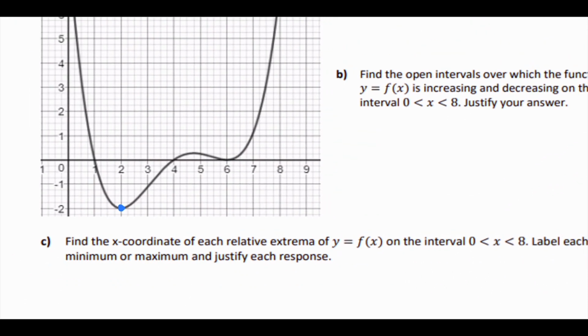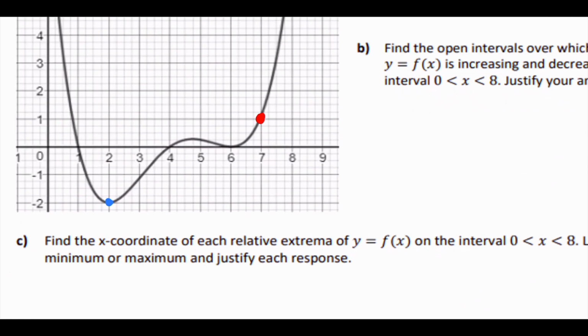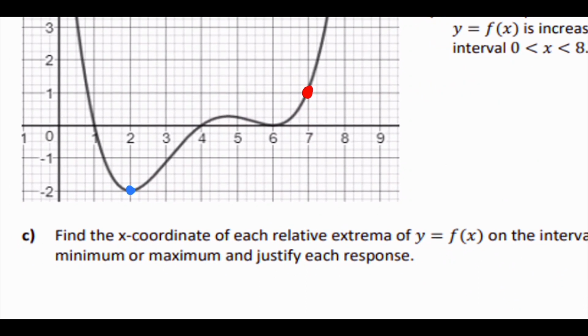Okay. Let's see here. Let's look at another point. Right here. 7, 1. When x equals 7 on the original, it has a slope of +1. Means it's increasing, right? It's increasing. Okay, so that's kind of the idea.